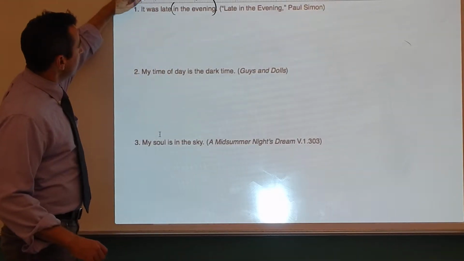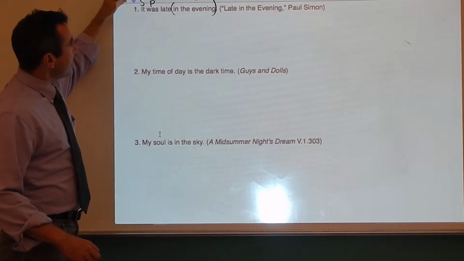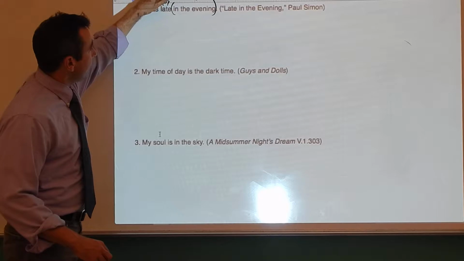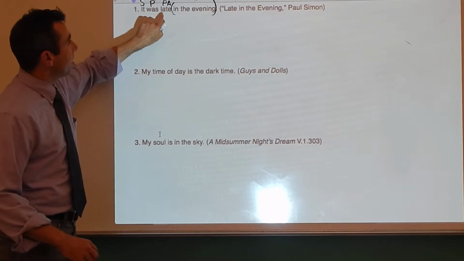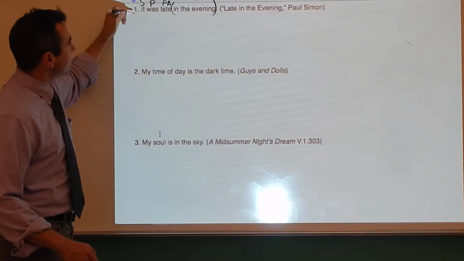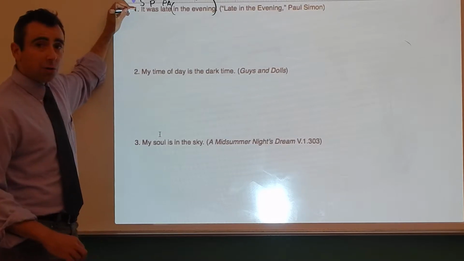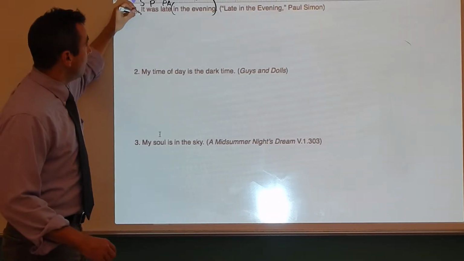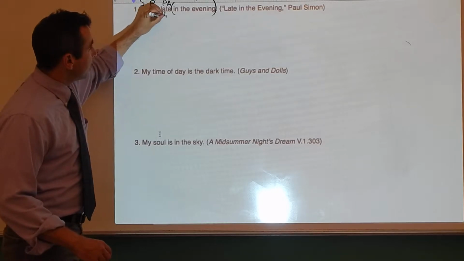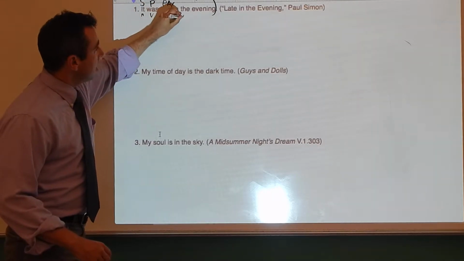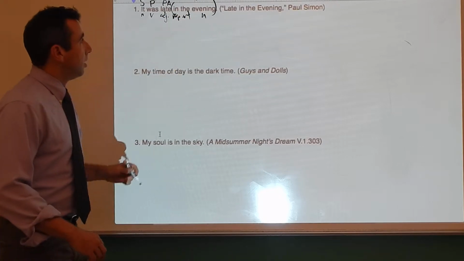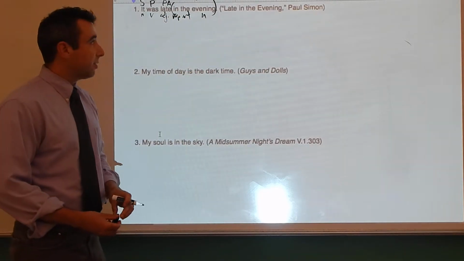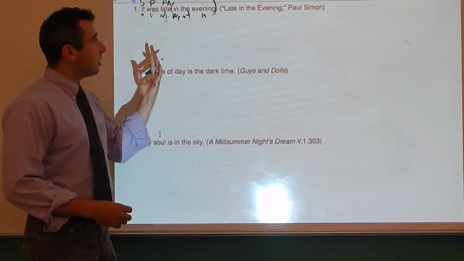Here's the subject, it. Was is the predicate. It was what? It was late. Late is a predicate adjective. Follows a linking verb, is an adjective describing the subject. Now let's do the parts of speech, because there's obviously no direct object in this sentence. Noun, verb, adjective. Preposition, article, noun. And this sentence, it was late in the evening, is from the song Late in the Evening by the singer Paul Simon. Okay, we did the parts of speech.